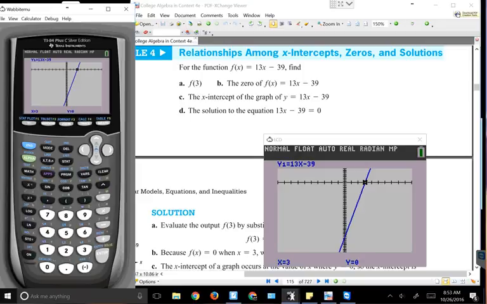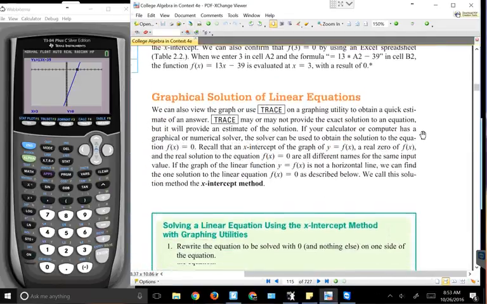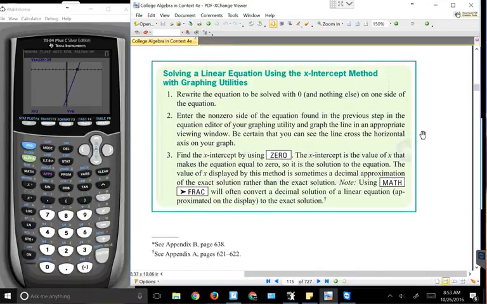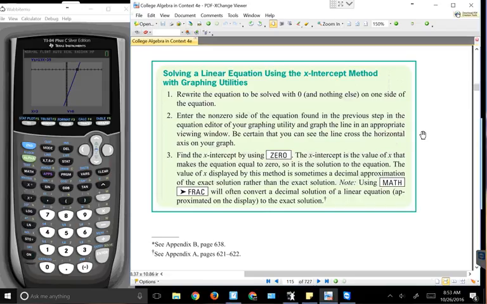So, let's try this. Now, we take a look at this with the trace button. And it's really handy.